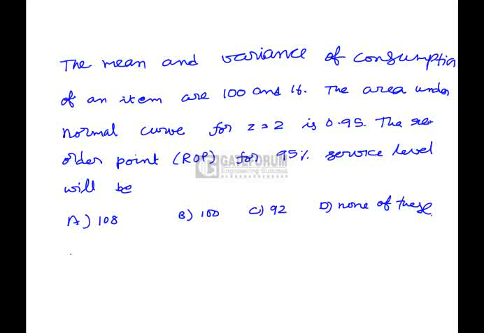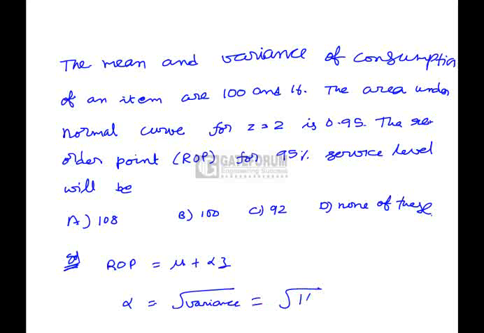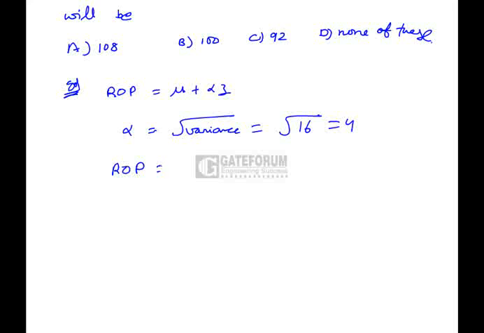So coming to the solution, the reorder point is given by mu plus sigma z, where mu is equal to the mean and sigma is equal to the root of variance. So here variance is given as 16, so sigma is equal to 4, and for the 95% level z is equal to 2, so that the reorder point is equal to 100 plus 2 into 4, which is equal to 108. So the right answer is 108, and the correct option is A. A is the right answer.